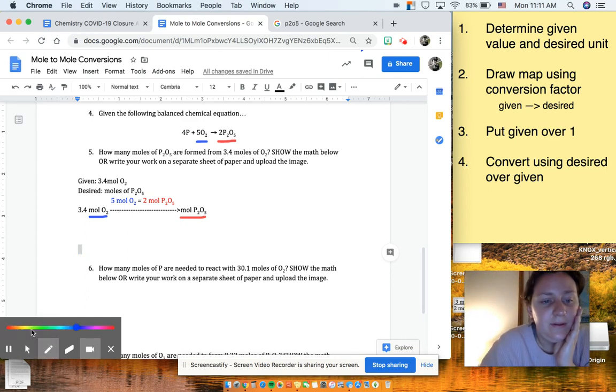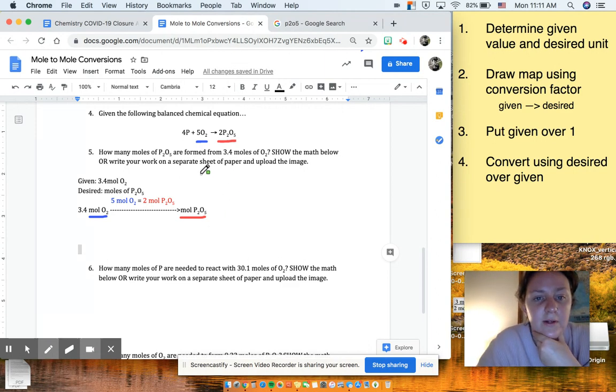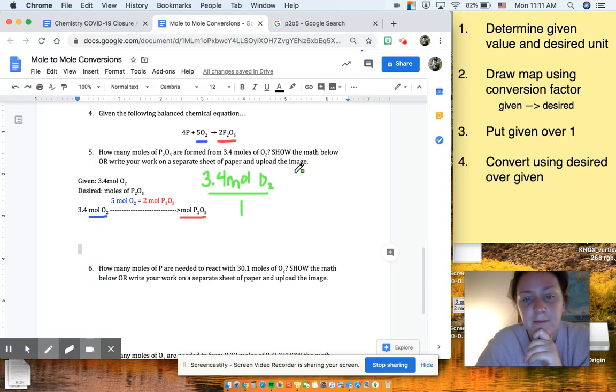First step, best step, right? Take our given and put that over 1. So I'm trying to pick a color that I haven't used in this problem. Take our given and put it over 1. So we're going to do 3.4 mole O2 and just put that over 1. The best step, the easiest step. And then convert using our conversion factor.